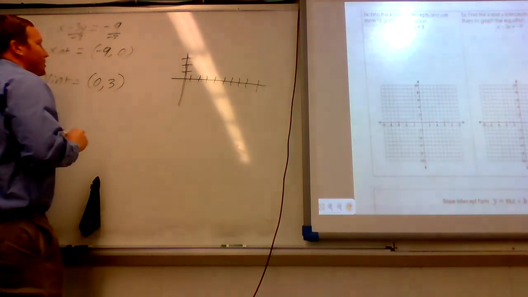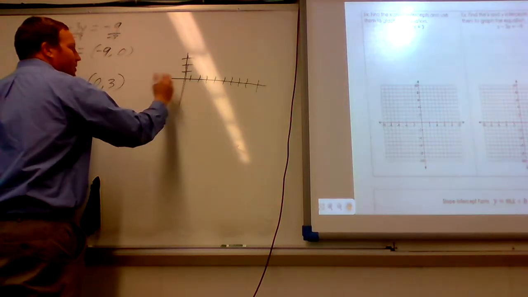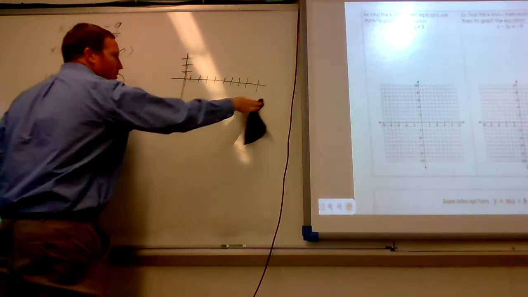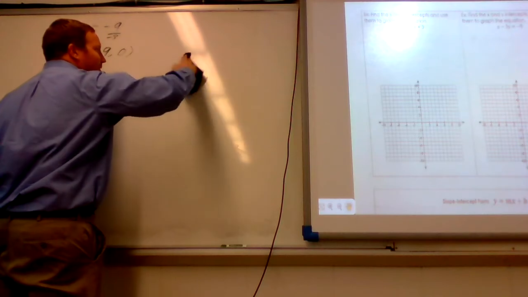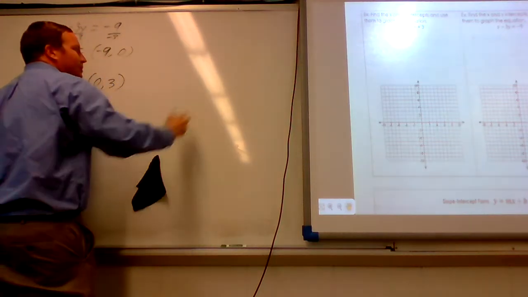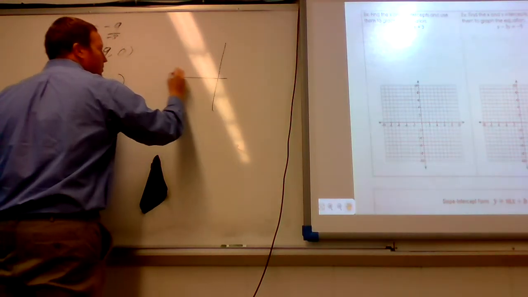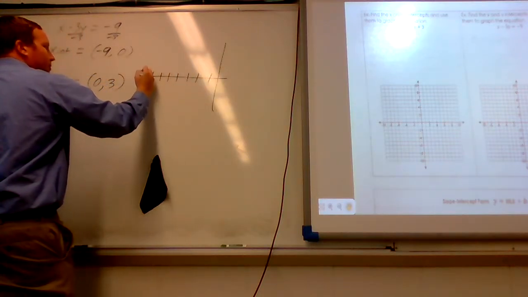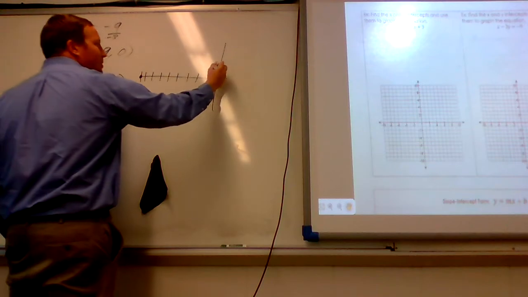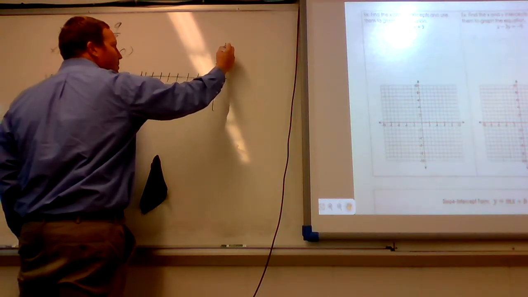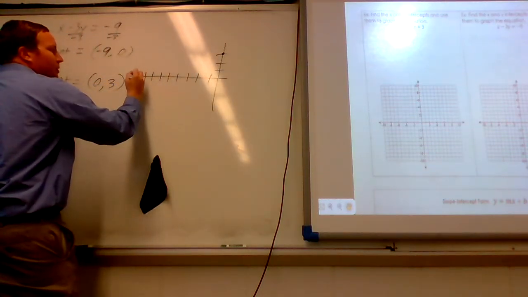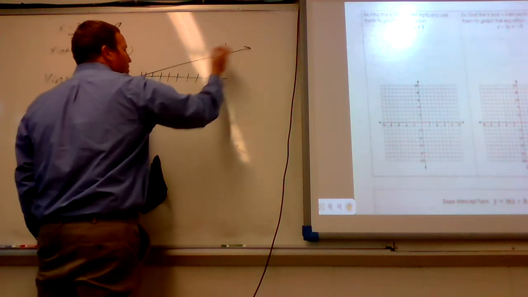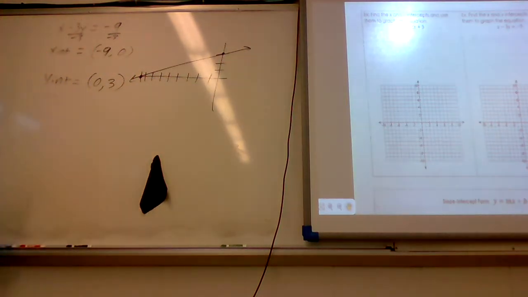So my x-intercept, -9, I did that in the wrong direction. 1, 2, 3, 4, 5, 6, 7, 8, 9. And we're at, again, +3. All we need is 2 points, we can connect that line.